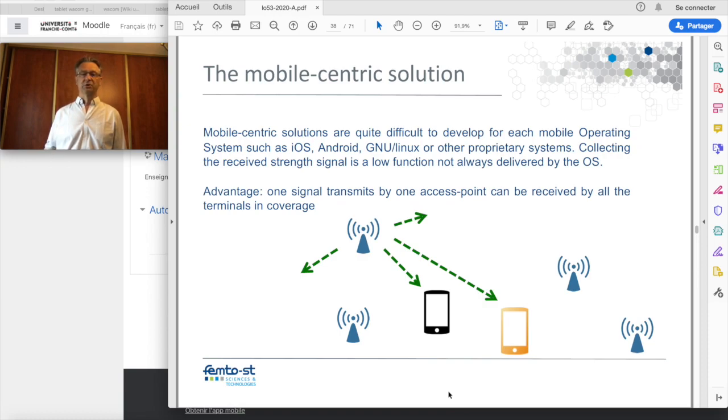But the advantage is that when sending a signal from one access point, all the mobile devices will receive this information. So it's probably easier to have a scalable solution using a mobile-centric solution.